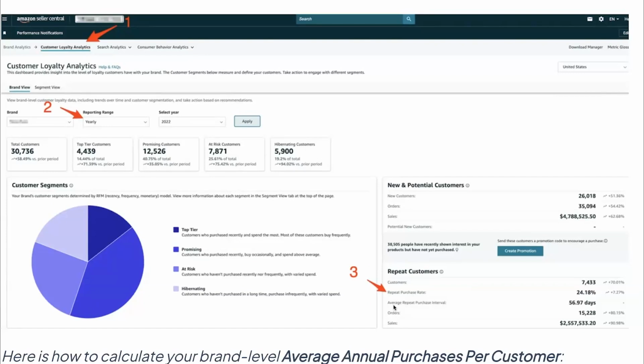Now, additionally, there are a few things to be thinking about with this. This is a new dashboard. So as with anytime Amazon rolls things out, it's not complete. It's a little bit off from the way that a D2C company would really think about this data.